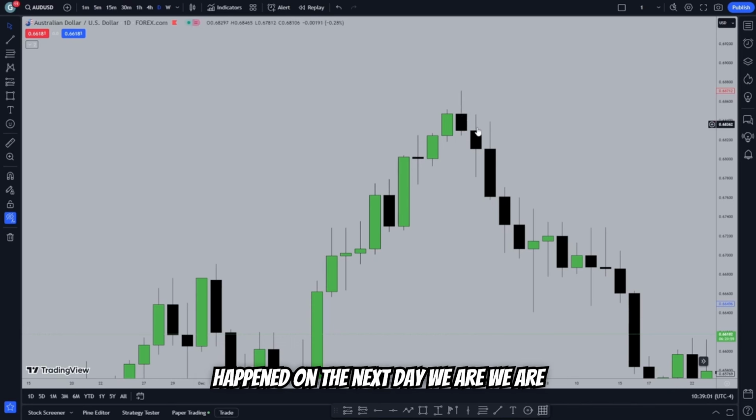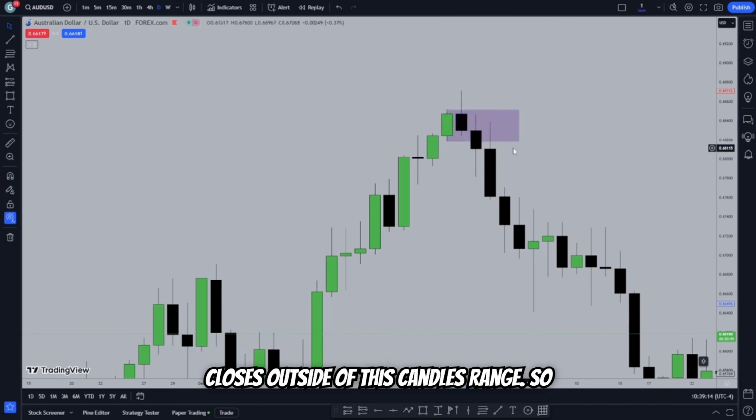But what happened on the next day? We are predicting that price will be bullish on this day also, but price just shoots towards the downside and closes outside of this candle's range over here.